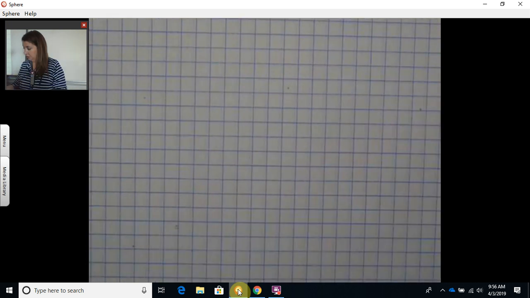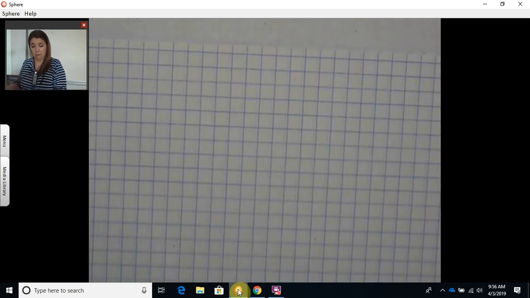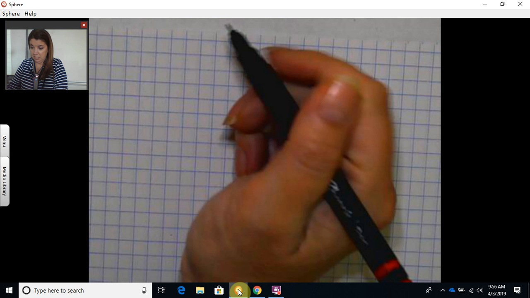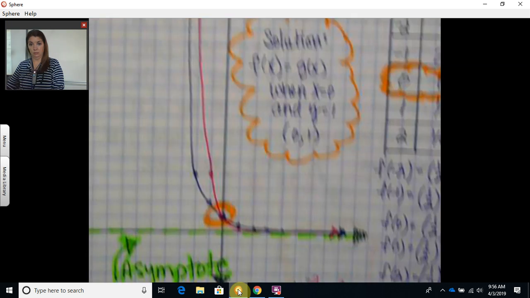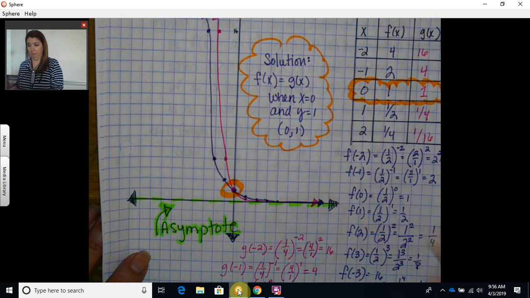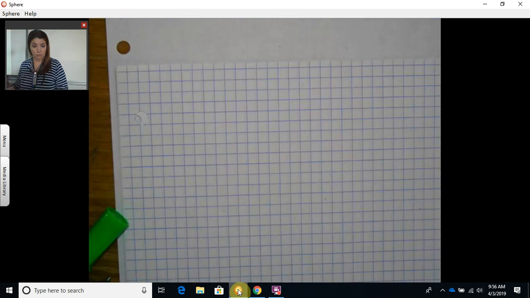But I am going to want my y-axis to go all the way up to 16 again. And there's nothing going to be below the x-axis. So example 2. Like this. That's what it's going to look like. Zoom out a little. Okay? Graph the following exponential functions on the same plane.